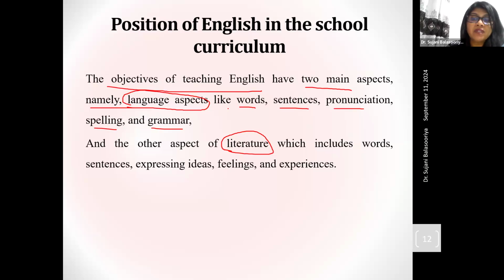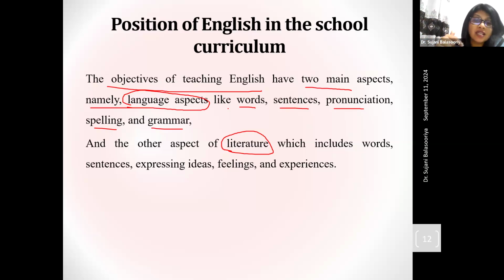Talking about words, actually word formation, right? The internal structure and formation of sentences, how to write a sentence grammatically correctly, and pronunciation, you know about it, right? Accent and spelling, how to write words with correct spelling and all. And grammar itself is a major area, right? So these are the aspects related to language when we talk about the objectives of teaching English.